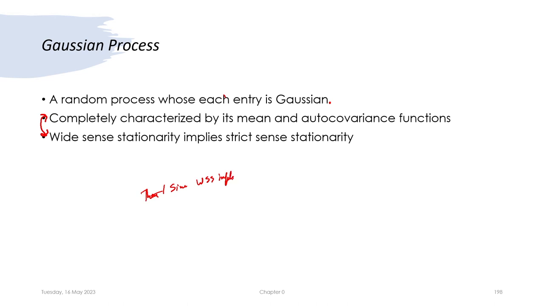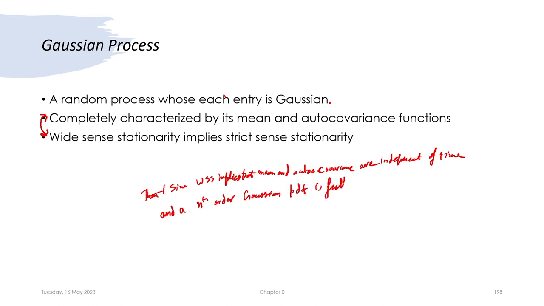If it is completely characterized by its mean and autocovariance functions, then, we know that an nth order Gaussian PDF is completely characterized by its mean and autocovariance functions. Since wide sense stationarity implies that mean and autocovariance are independent of time, and the nth order Gaussian PDF is fully characterized by its mean and autocovariance function.